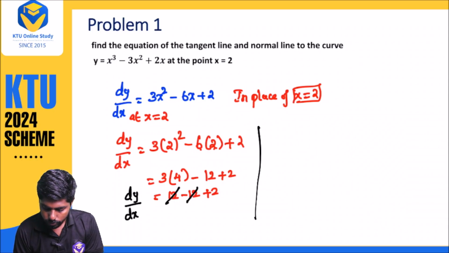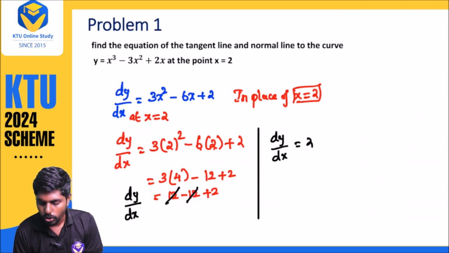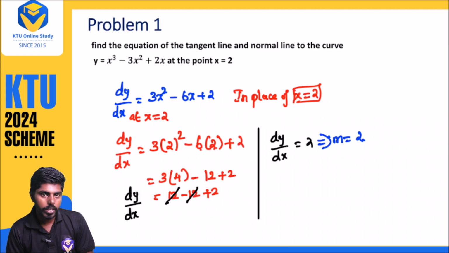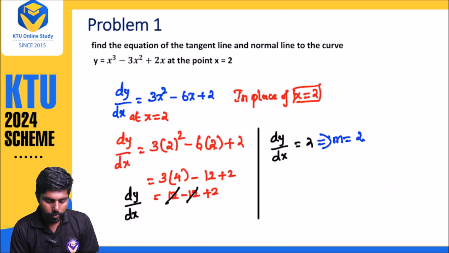What is dy by dx? It is nothing but m. So m is equal to 2. We have identified the value of m. Now we apply the formula. We know the formula.